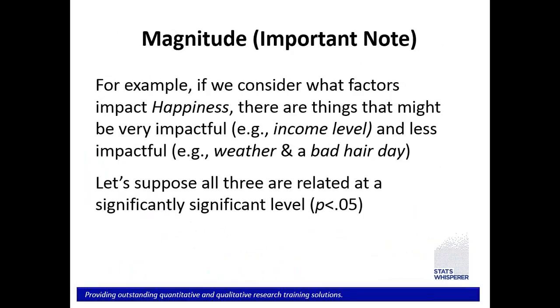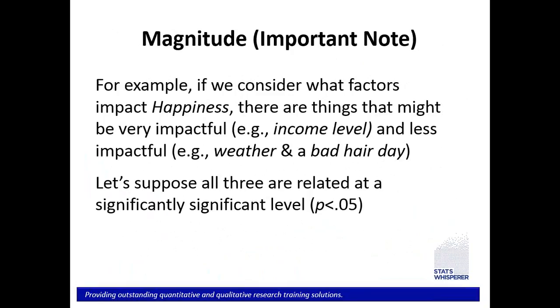For example, if we are looking at factors that impact our happiness, there are several things we could consider. Things that might be very impactful, such as how much money we make, our income level, and things that might be less impactful, such as the weather, is it raining, or having a bad hair day. For the sake of argument, let's say we looked at things that impacted our happiness and discovered that all three had a significant effect: income level, weather, and having a bad hair day. Most research would stop there and say they're all significantly related to happiness.